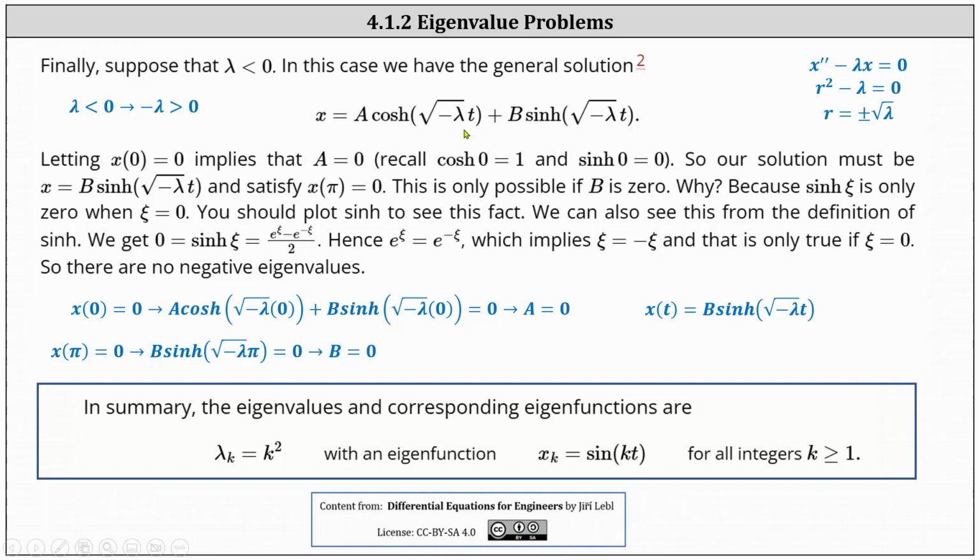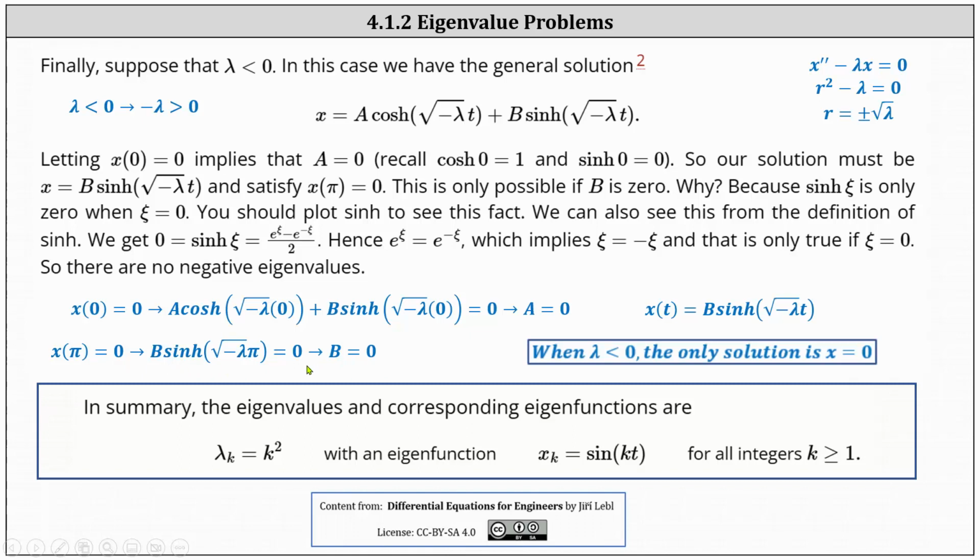And now we consider our conditions. Again, first we have x of 0 equals 0, which I've shown below. Recall that hyperbolic cosine 0 is 1 and hyperbolic sine 0 is 0. So performing this substitution, hyperbolic sine 0 is 0, hyperbolic cosine 0 is 1, which indicates a must equal 0, and therefore we have x of t equals b times hyperbolic sine of square root negative lambda t. And now we consider x of pi equals 0, which indicates b equals 0.